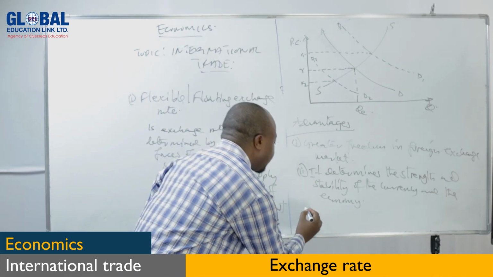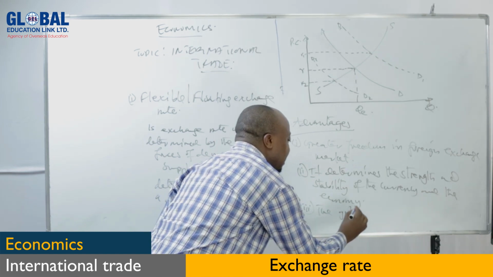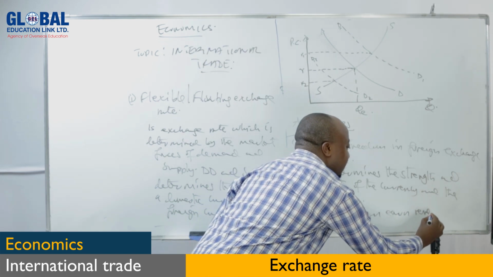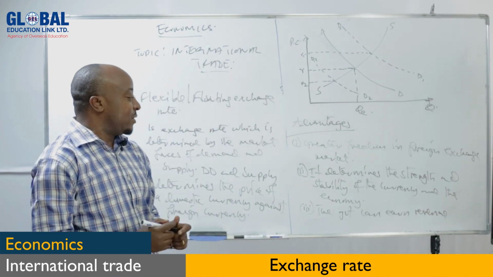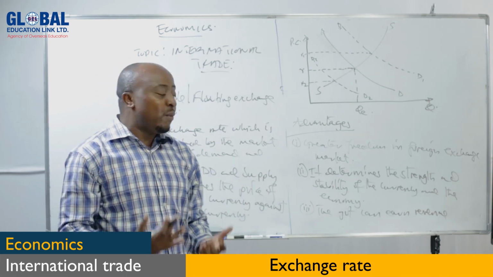Another advantage: the government can earn revenue. It means from this system, or from this form of exchange rate, the government can earn revenue. How does it earn revenue?